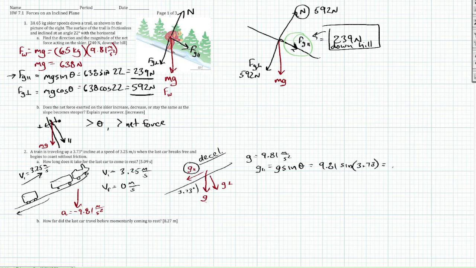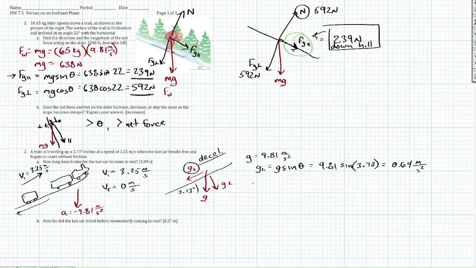9.81 sine 3.73. I get 0.64, or 0.64. That 0 looks kind of like a 6, doesn't it? 0.64 what? Well, it's an acceleration, so it would be 0.64 meters per second squared. That is going to be that parallel to the rails acceleration of gravity. That's going to be what slows the train to a stop.